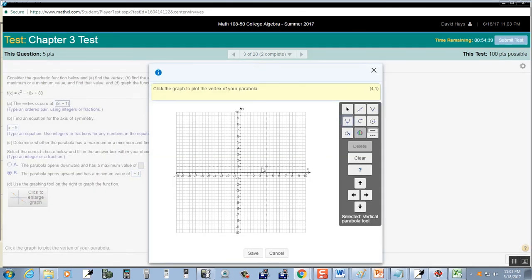Okay, we want the parabola. It's going to be at 9, negative 1. 9, negative 1 would be right there. Okay, now our next one. Eight. What would 8 give us if we plugged it in?